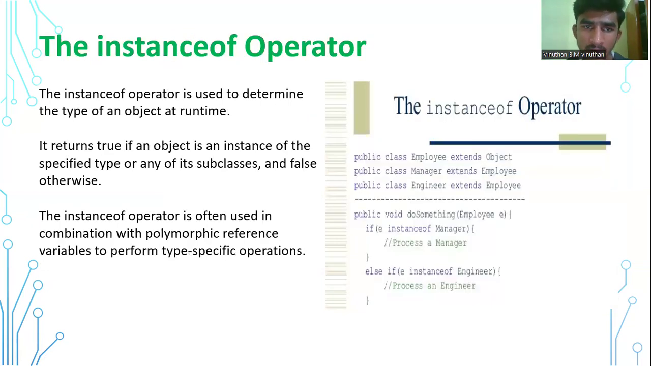The instanceof operator. The instanceof operator is used to determine the type of an object at runtime. It returns true if an object is an instance of the specified type or any of its subclasses, and false otherwise. The instanceof operator is often used in combination with polymorphic reference variables to perform type-specific operations.